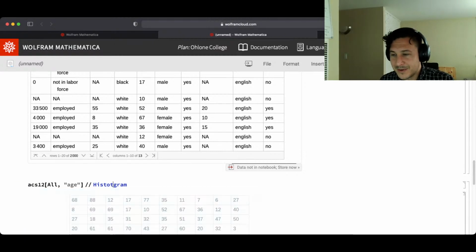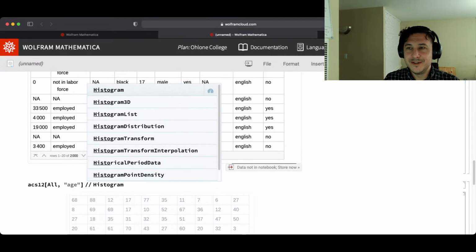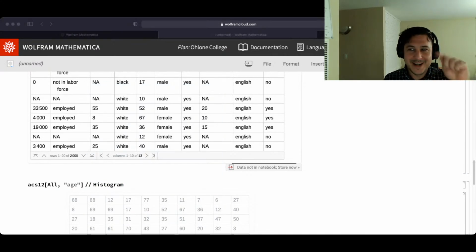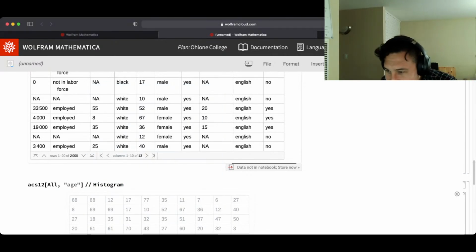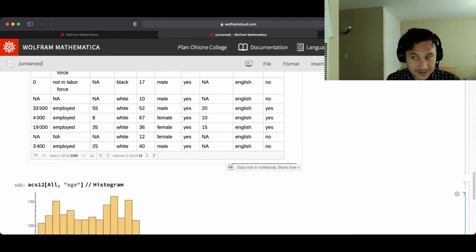Oh my god, I don't know what's wrong with my computer, but it's almost unusable. I'm pressing erase and nothing happens. Okay, there we go, rerun. Why do you hate me, computer? There's my histogram.